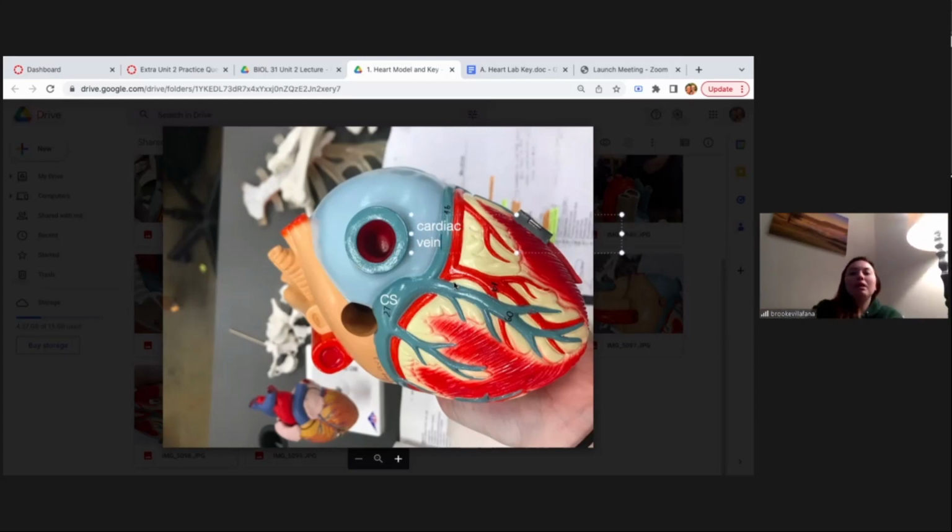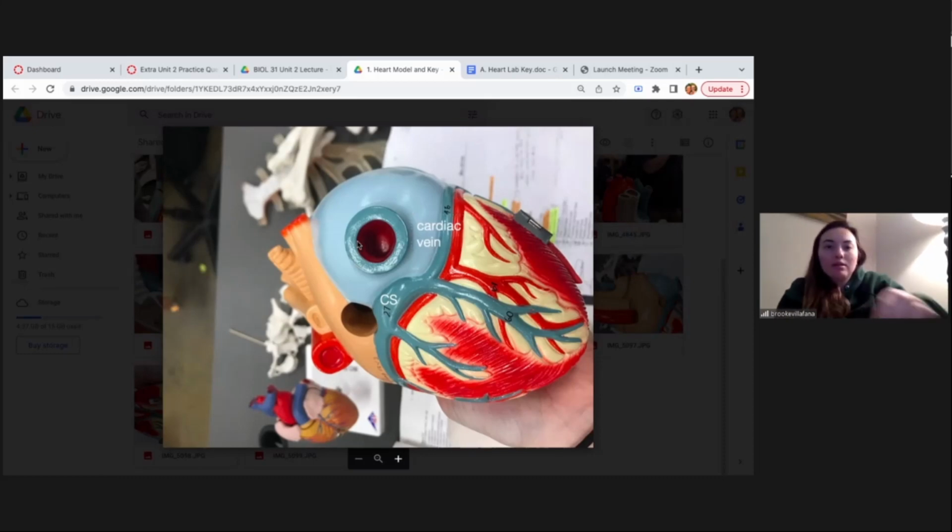Okay, and I think I got 99% of the terms. If I'm missing something, this one's inferior vena cava. If I'm missing something and you can't find it, let me know. But that hopefully gives you a visual of the heart through the model, and that helps you a little bit more as you study it.